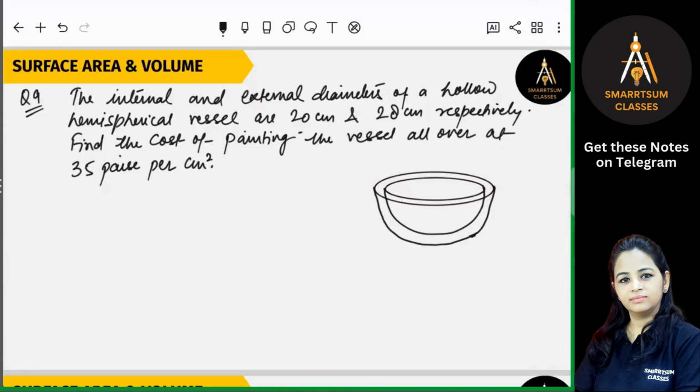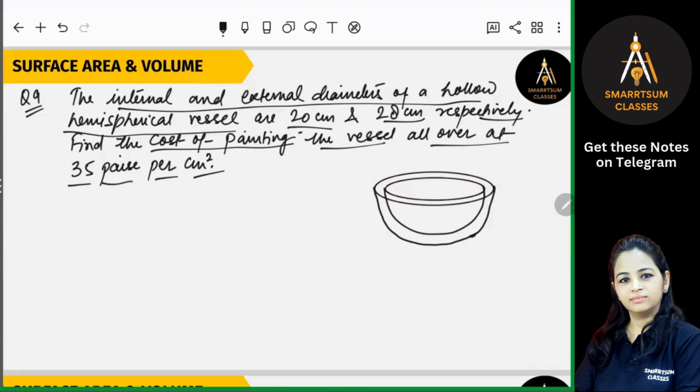Now look at this question, question number 9. The internal and external diameters of a hollow spherical vessel are 20 centimeter and 28 centimeter respectively. Find the cost of painting the vessel all over at 35 paisa per centimeter square. So what is the question? So there is a hemispherical vessel. As you can see here, I have drawn the figure.